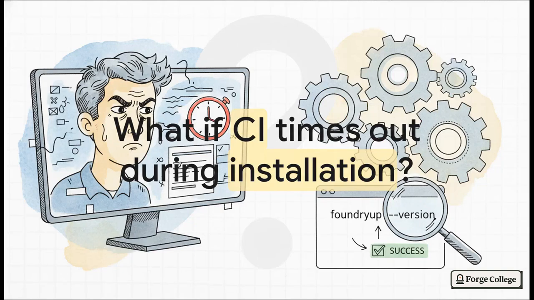Okay, but let's do a quick reality check. What if your CI times out during installation? Honestly, it's a super common developer headache. So here's a quick debugging tip for you. Just increase your runner verbosity, or simply add foundryup --version to your workflow's install step. This just lets you peek under the hood to ensure the correct setup actually initialized before any timeout occurred.